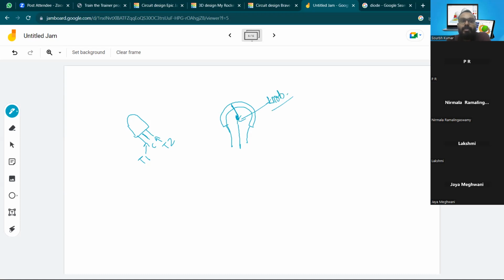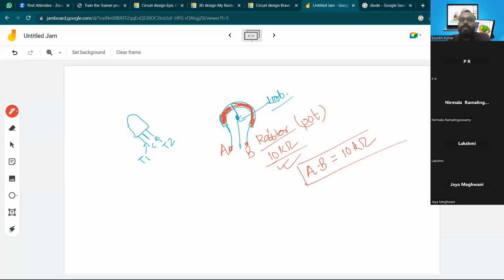So it does have this complete thing. Okay, let me change the color. This complete thing is a resistor. So suppose you are utilizing a 10 kilo ohm pot, or the potentiometer, the short form of potentiometer is pot. Suppose you are utilizing a 10 kilo ohm pot, then it means it does have A point and B point, and the resistance between A to B is 10 kilo ohm. So this is the meaning of potentiometer.